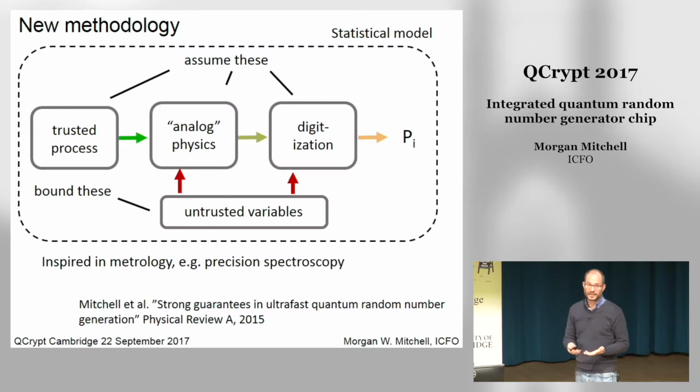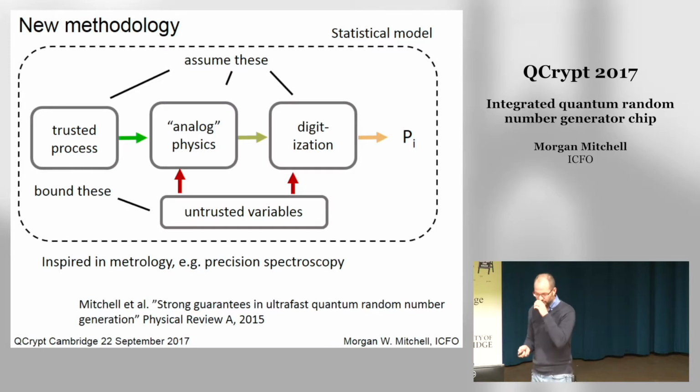So this is clearly not a device-independent approach. It's a very device-dependent approach, but it's inspired by some of the best device-dependent work that's done. For example, in precision spectroscopy, people are very good at quantifying their errors, both systematic and statistical, and when they give you a number, they can tell you a lot about why they think that number is correct and what the range of possible values it can have is. That's the area of metrology, which is why I call this a metrological approach.